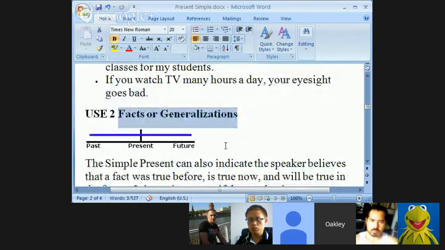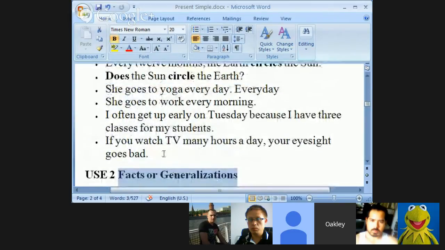Teacher, for a fact or generalization, can we use the first conditional? Yes. You could. That's what I was trying to say. I was saying it very badly. You can say your eyesight will go bad, to show that you think it's a real condition. The zero conditional, you use present tense in both clauses because you want to show it in your mind to be a fact or generalization.